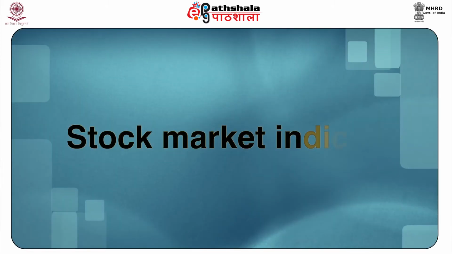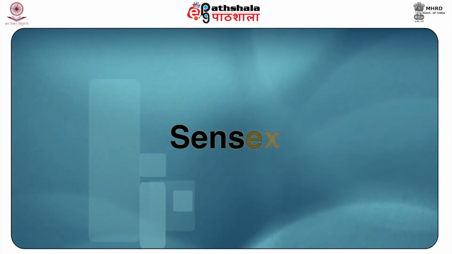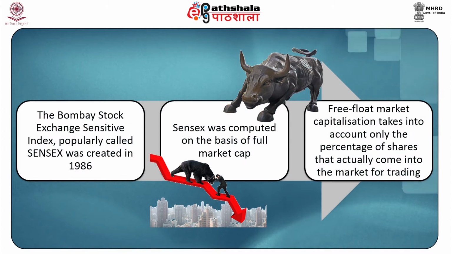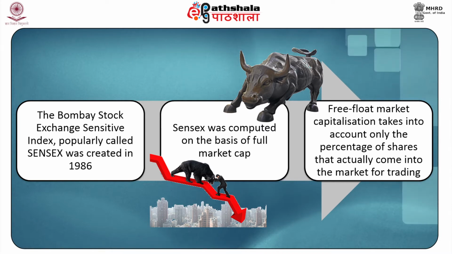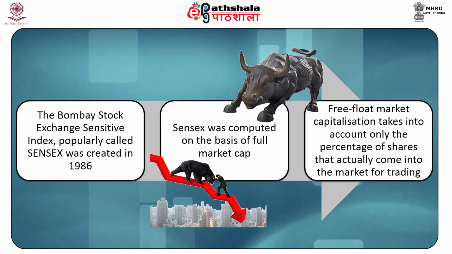Stock market indices. Two prominent Indian stock market indices are Sensex and Nifty. Sensex. The Bombay Stock Exchange Sensitive Index, popularly called Sensex, was created in 1986. It shows the movement of 30 sensitive shares from specified and non-specified groups. Earlier, Sensex was computed on basis of full market cap. Since September 1, 2003, Sensex is being calculated on basis of free float market cap.